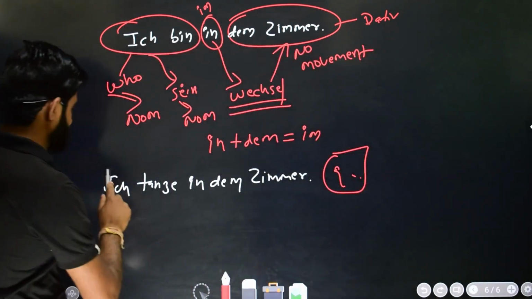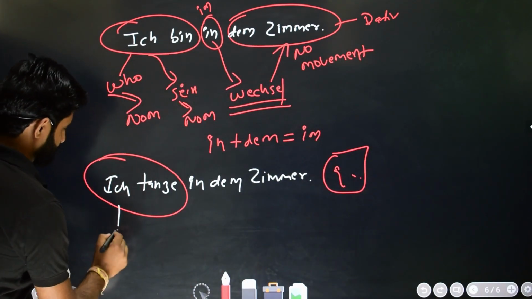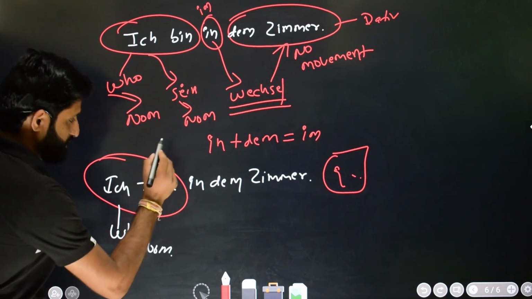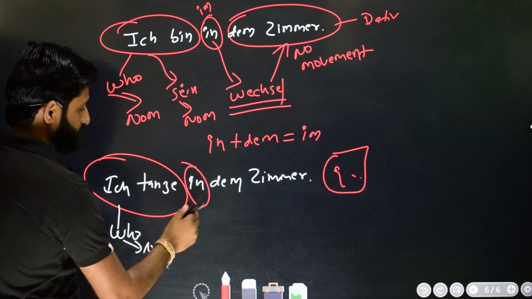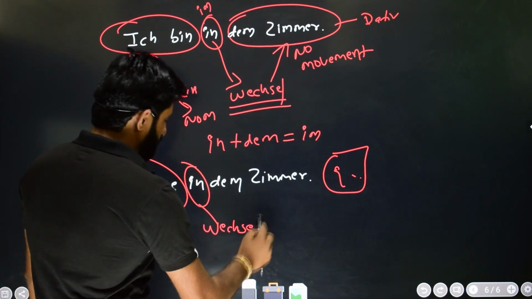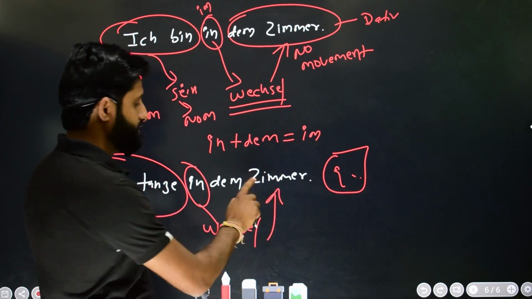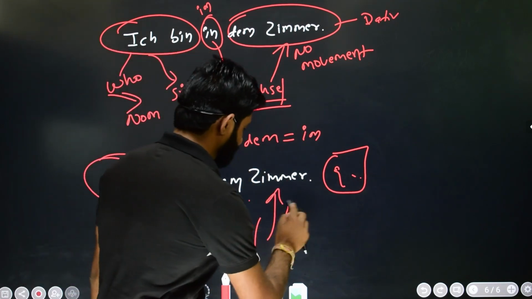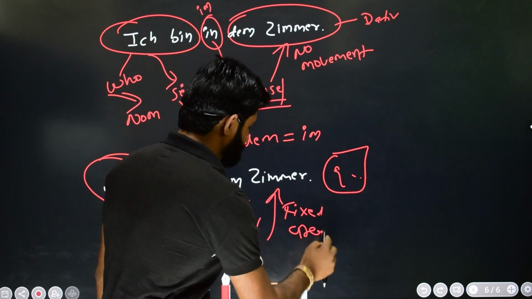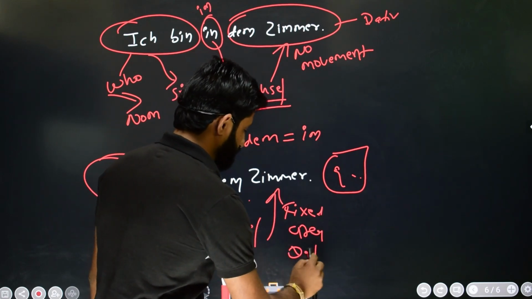So let's break the sentence. Who is dancing? I am dancing. So this will be nominative. What is this in? This is a Wechsel preposition. And here you can see movement is there, but in a fixed area. Fixed area. That's why it will be a dative part.